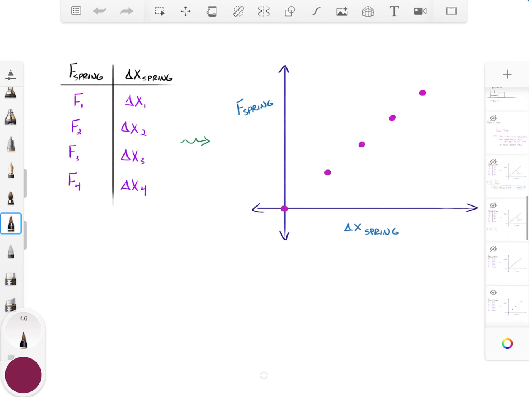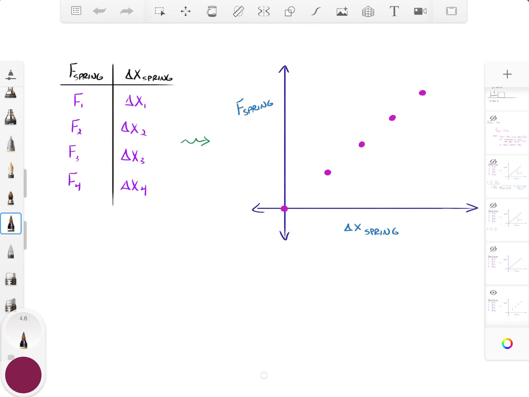So you can see on the side here, if you take whatever forces you applied and you plot it against the deformation from resting length, you can get this graph that looks like this. And you will find that as long as you don't stretch these springs, stretch these rubber bands so far that they are permanently deformed, that Hooke's law will apply.